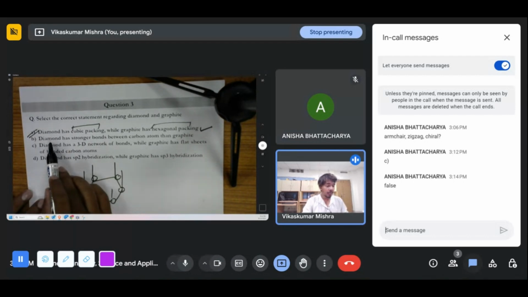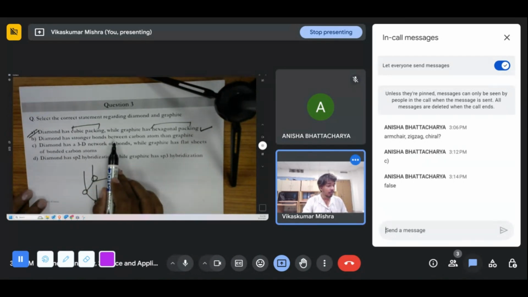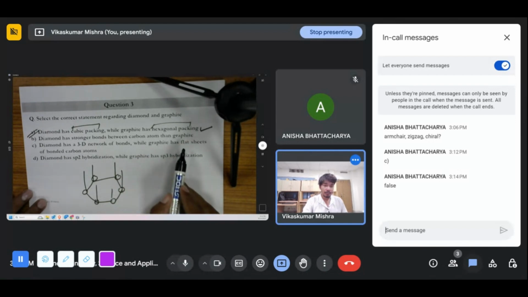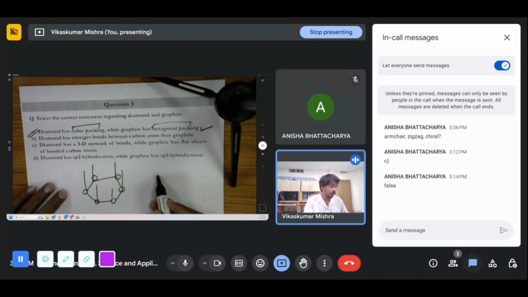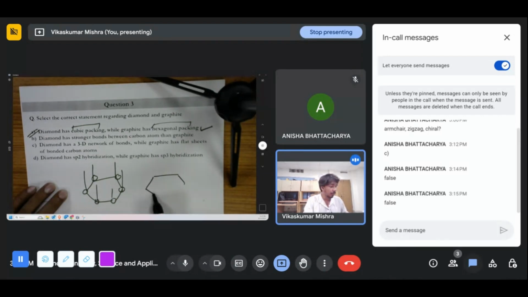The second one is telling that the diamond has a stronger bond between the carbon atoms than the graphite. Is the bonding within the graphite? Let's talk about within the plane, not the interplanar. Within the plane, this atom spacing.